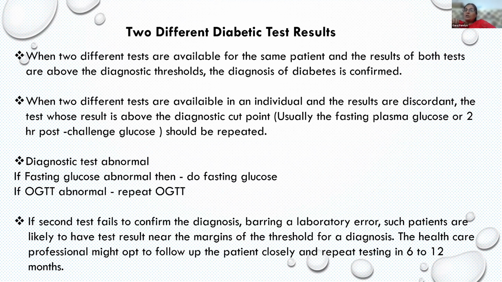If the second time we do the test which was above the diagnostic cut point, and it comes back as normal, then this patient needs to be followed up quite closely. Instead of yearly follow-up or yearly screening, this patient needs screening around 6 monthly to find out whether they have the underlying disease or not.